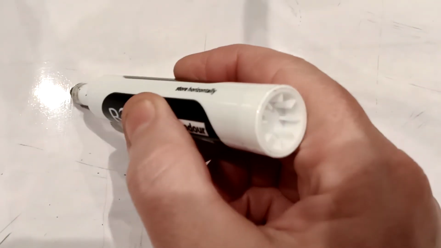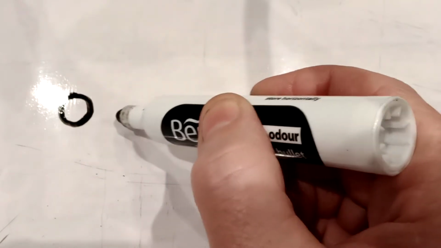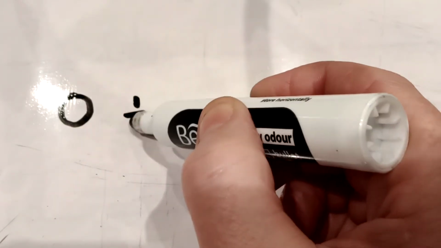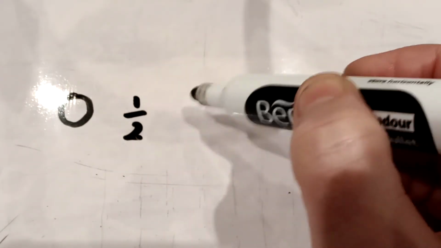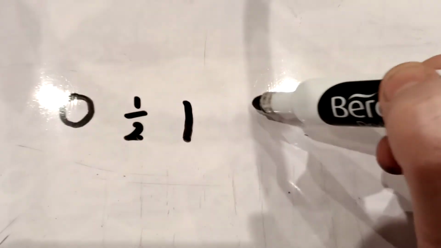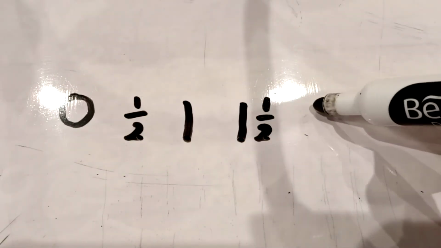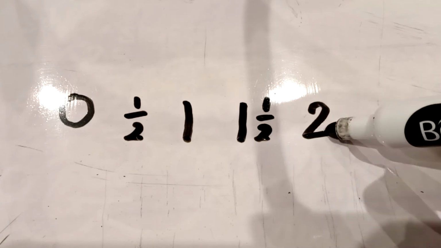You also need to be able to count in halves. So we looked at this at Christmas. So we start at zero. The first one's tricky because it's a half. Add another half, you get 1. Add another half and you get 1.5. Add another half and you get 2.